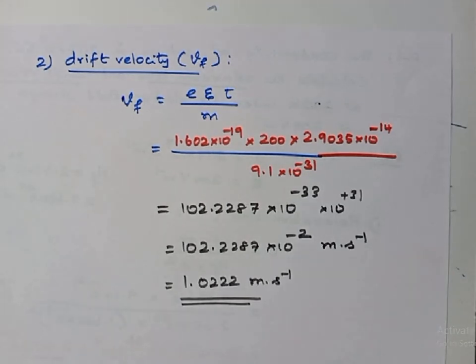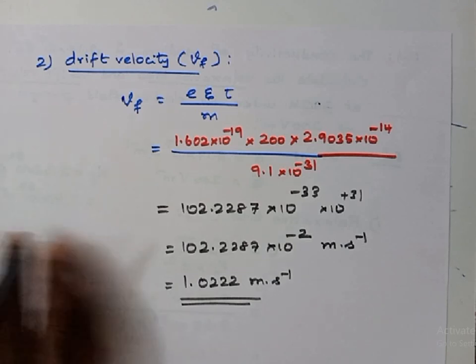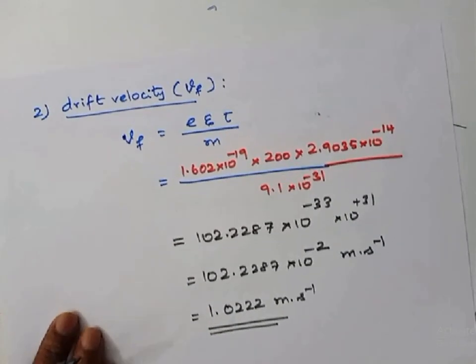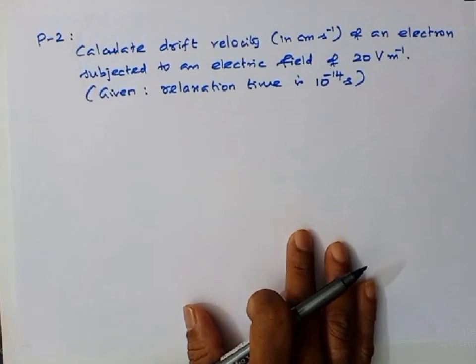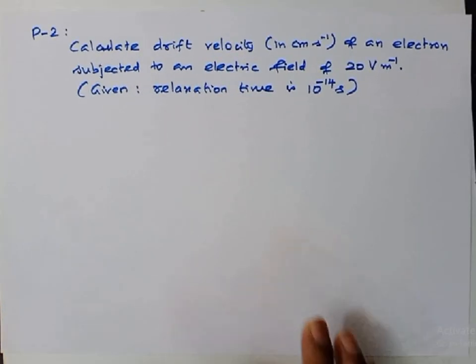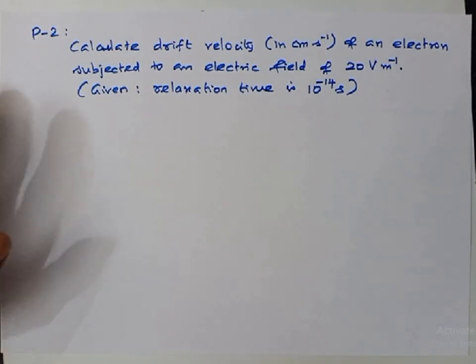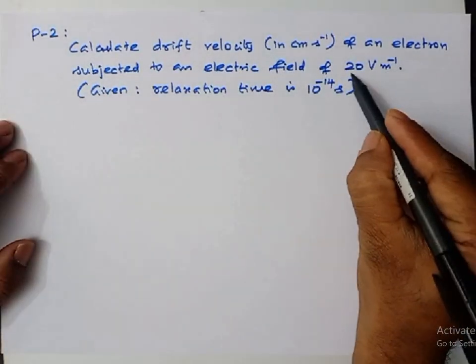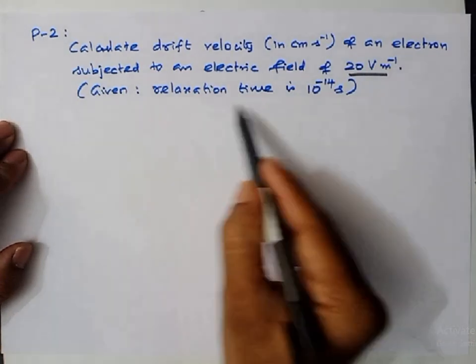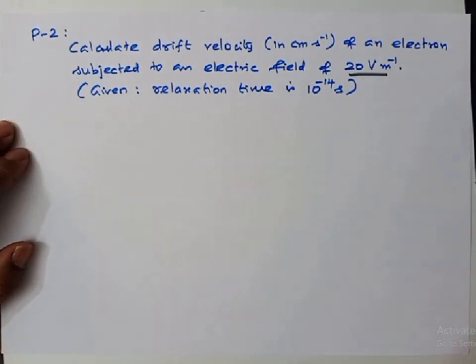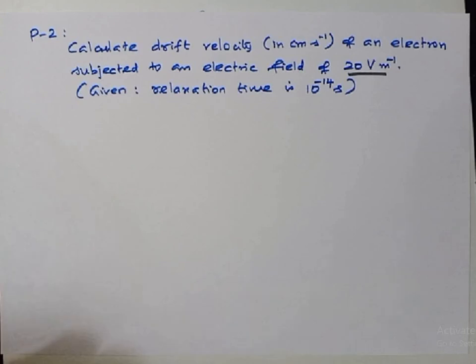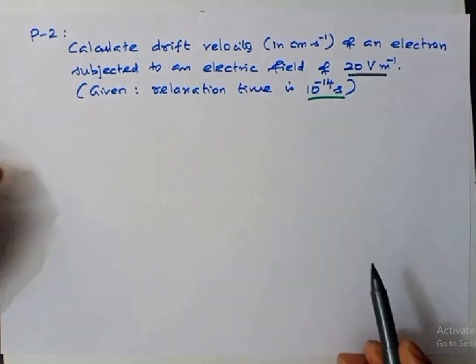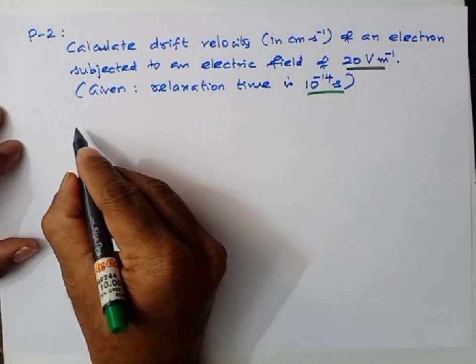Clear? Now I'll take one more problem and I'll show you how to do this. Take another problem here. Calculate the drift velocity of an electron which is subjected to an electric field of 20 volt per meter. The relaxation time is given. So this problem is quite simple, because the relaxation time is given directly. How to calculate? You know very well the drift velocity.